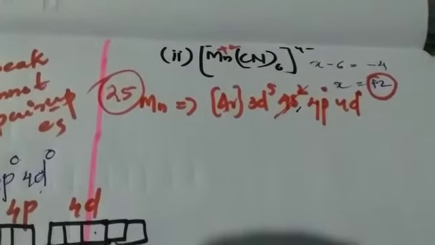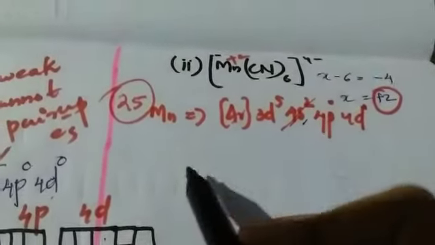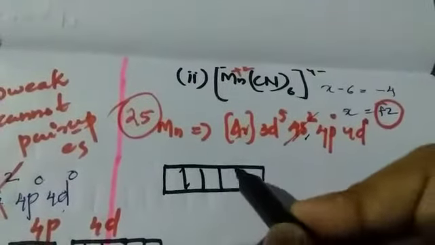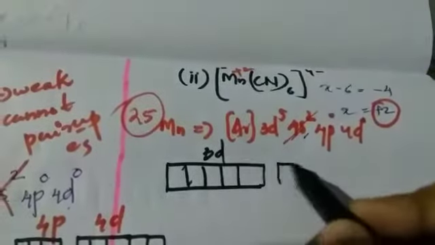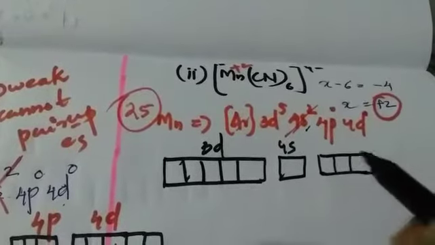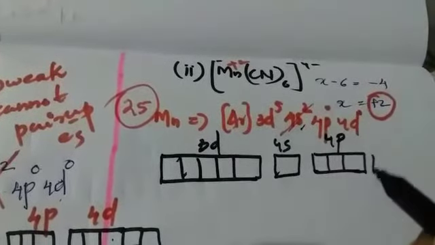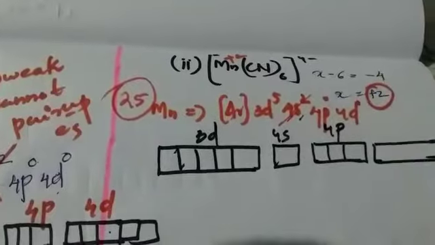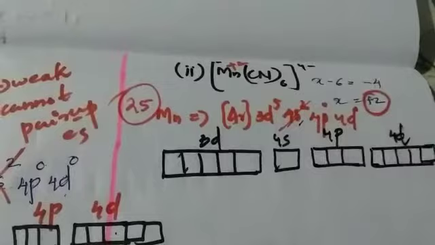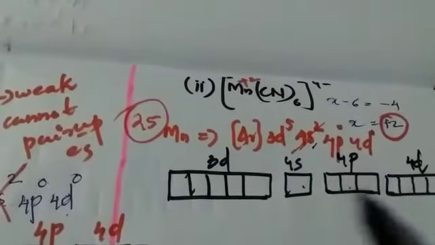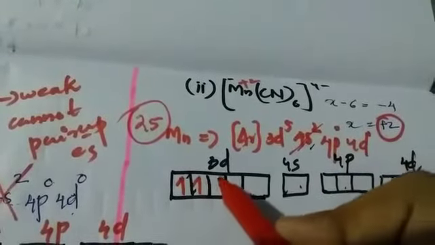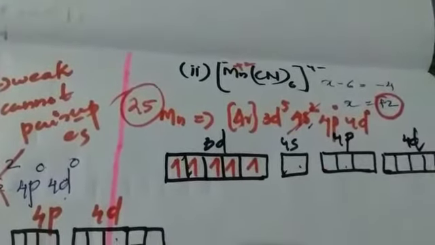Now we can draw the orbitals. This is 3d: 1, 2, 3, 4, 5. Then 4s, 4p: 1, 2, 3. This is 4p, and 4d: 1, 2, 3, 4, 5. This is 4d. 4s, 4p and 4d have no electrons. 3d has how many electrons? 5 unpaired electrons.